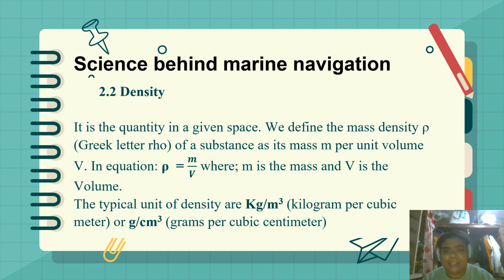The density of a substance is its mass m per unit volume v. In equation, the density, or rho, equals m over v, where m is the mass and v is the volume. The typical unit of density is kilogram per cubic meter. Again, you read it as kilogram per cubic meter. But in this case, it is grams per cubic centimeter. So, don't forget the unit if you're solving for the density.